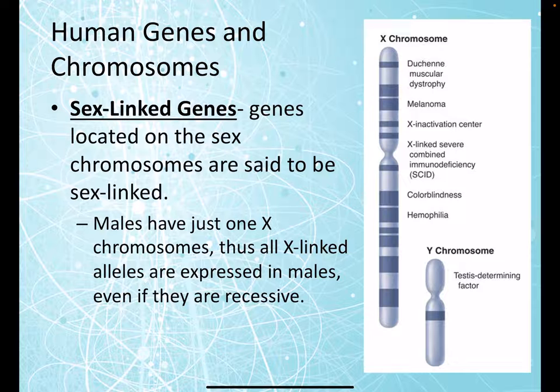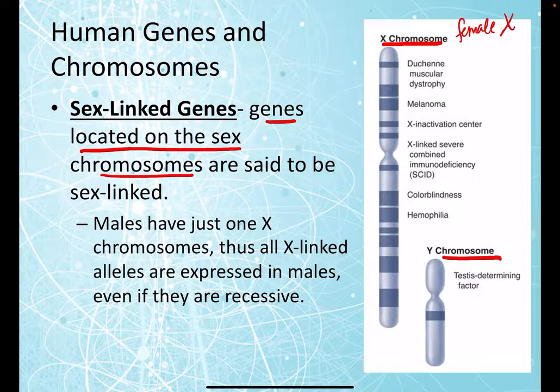Sex-linked genes are genes that are located on the sex chromosomes, okay? Remember, the sex chromosomes are the X chromosomes and the Y chromosomes. They're at the end of the karyotype, that 23rd pair called the sex chromosomes. So females are going to be XX. Males are going to be XY, okay?